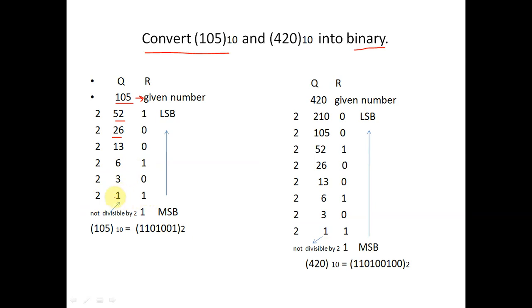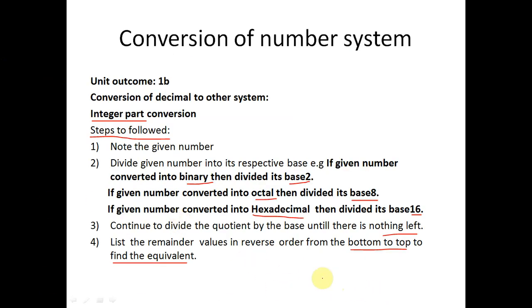But this 1 is again divided by 2, but it is not divisible by 2, so write it as it is. These are the remainders. These remainders are arranged, see here step number 4. These remainders are arranged from bottom to top.